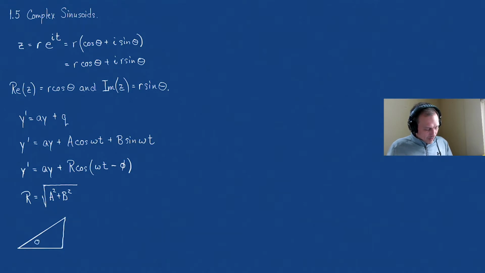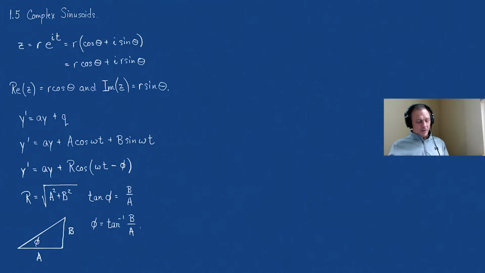It has an angle phi inside, and your adjacent side is A, and your opposite side is B. And so from that, we could also say that the tangent of phi is B over A. In other words, phi is the arctangent, or tangent inverse, of whatever B over A produces. Okay, so that took us to this step here.